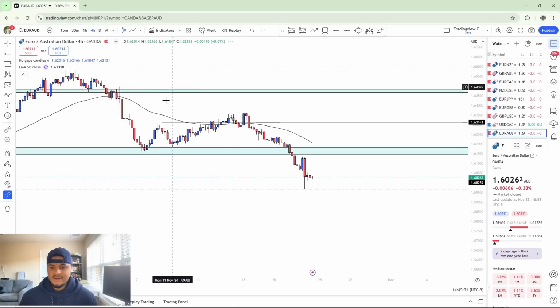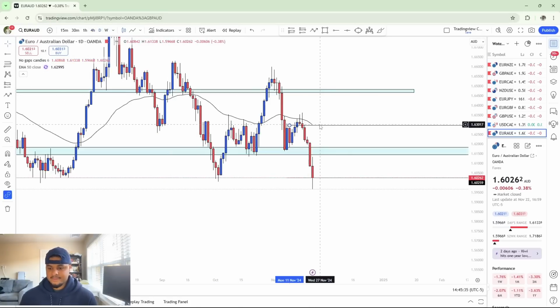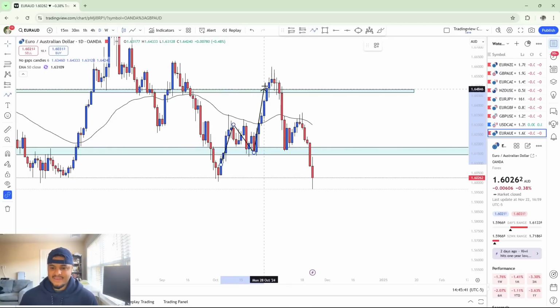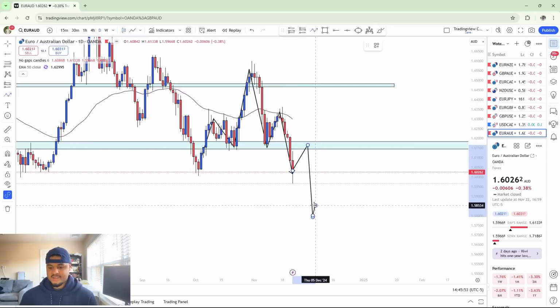4 hour. Okay, this is what it was. You see here on the daily, we have a beautiful head and shoulders. Beautiful head and shoulders. So when I first saw this, I was like, oh yeah, it's go time. All we need is for price to come back, retest the neckline of the head and shoulders, and continue down.